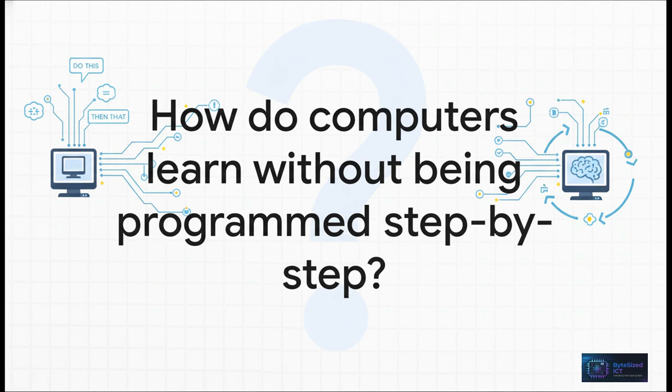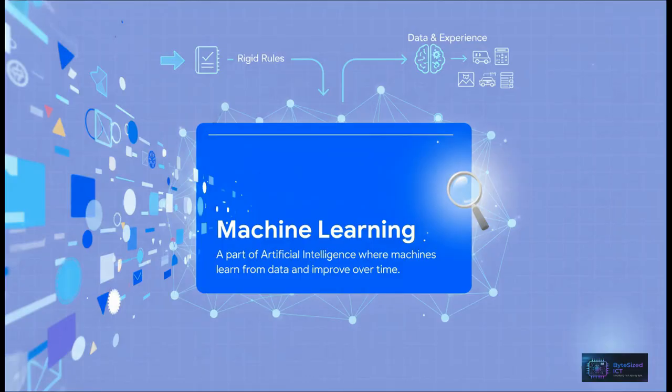For decades, computers did exactly what we told them to do, step by step, with rigid lines of code. But now, all of a sudden, we're in this new world where they can figure things out for themselves. So how on earth is that even possible? Well, the secret sauce here is machine learning.